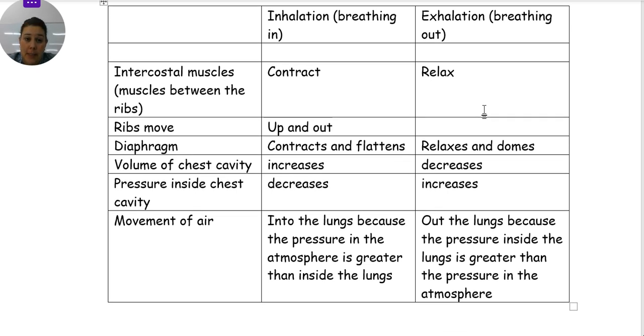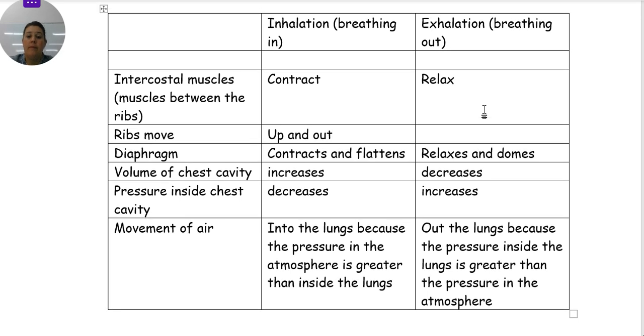Breathing out is the opposite. Now your intercostal muscles relax and your ribs move down and in. So now they're moving back in. Your diaphragm goes back to its relaxed position. It's a dome, so it just goes boop and it relaxes like that. Which means now there's less volume in your chest because your ribs have moved in, they're squashing everything. Your diaphragm's come up, it's squashing everything.